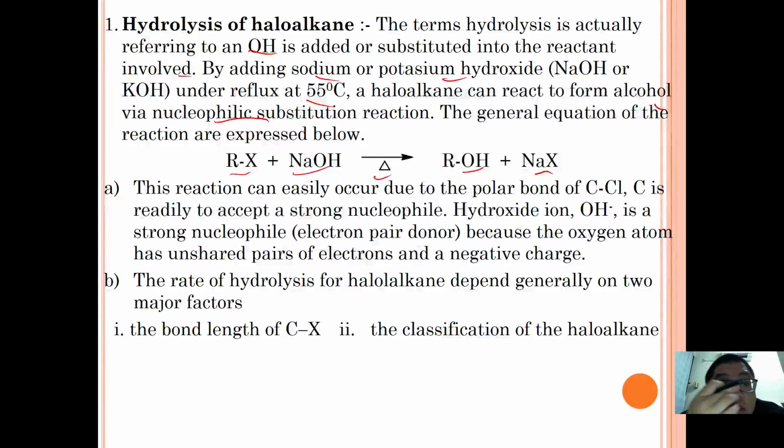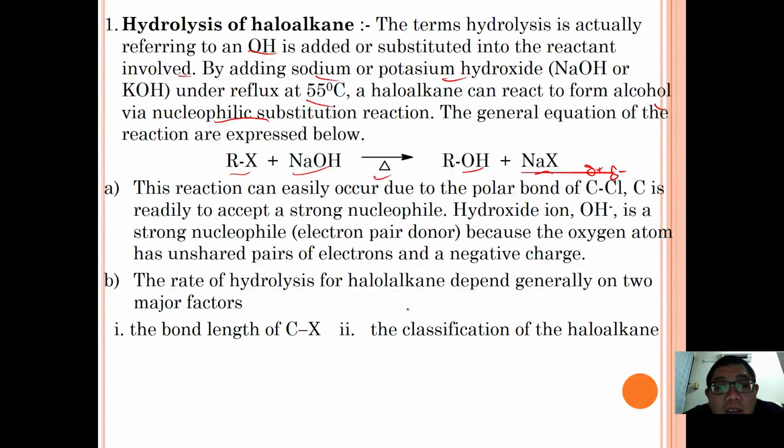This reaction can easily occur due to the polar C-Cl bond, because it is partial positive and partial negative. So this OH minus, which acts as a good nucleophile, is ready to attack the carbon there, by using its unshared pairs of electrons and the negative charge.